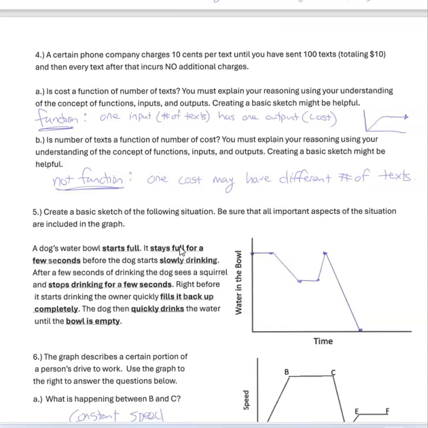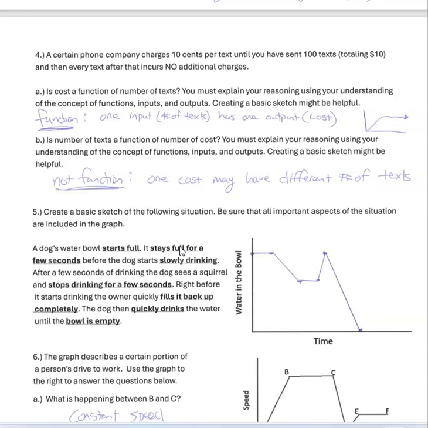Now, I love looking at a visual approach to functions. So we look at this, the cost is going up until it gets to a certain cost, and then it just stays there. I ask myself, does this pass the vertical line test? And it does. So this is a function. Another way you could say it is a single number of texts is only going to have one possible cost.